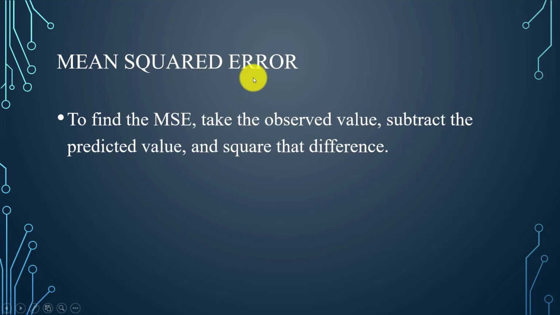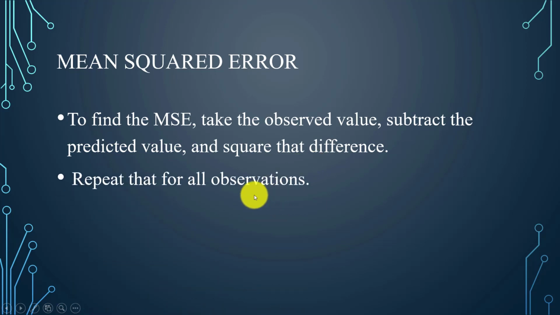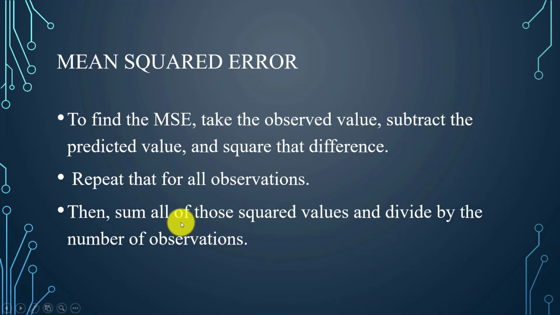Now to find the error, we subtract the predicted value from the observed value, that is the actual value observed in the observation, and we square the difference. Then, at the second point, we repeat this for all the observations, because there are a total of n observations, and we take the mean of those errors, or the sum of all those errors. That's why it is called the mean squared error. Now let's understand this with one diagram.